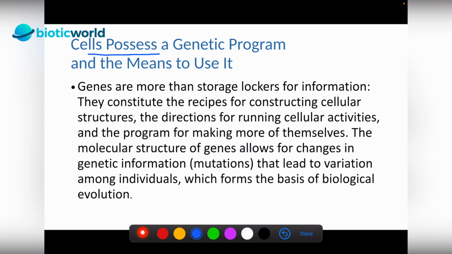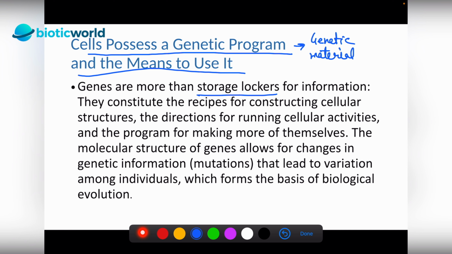Cells possess a genetic program, and the means to use it, meaning our genetic material. Genes are more than storage locations for information. They constitute the recipes for constructing cellular structure, the directions for running cellular activities, and the program for making more of themselves. The molecular structure of genes allows for changes in genetic information, mutations that lead to variation among individuals, which forms the basis of biological evolution.